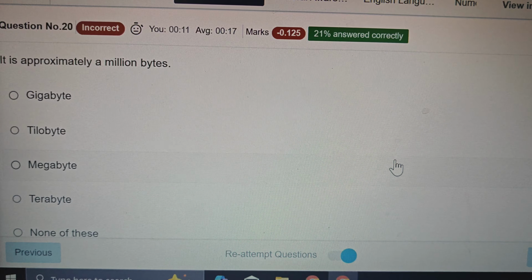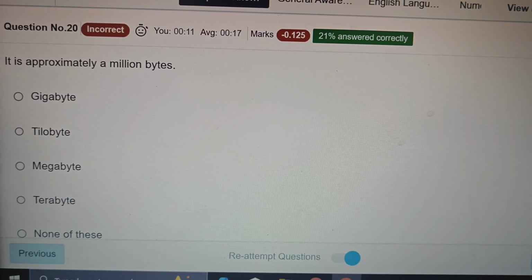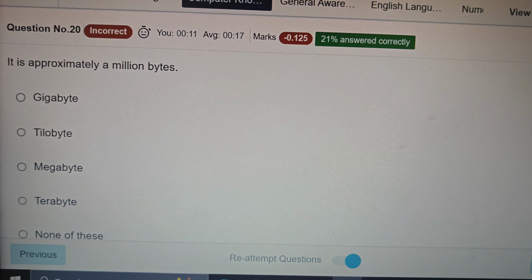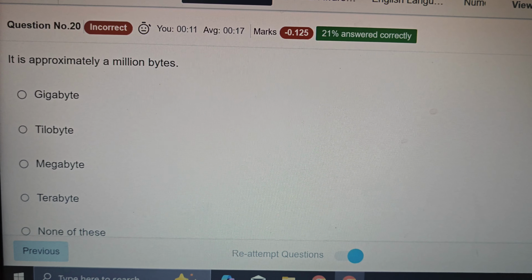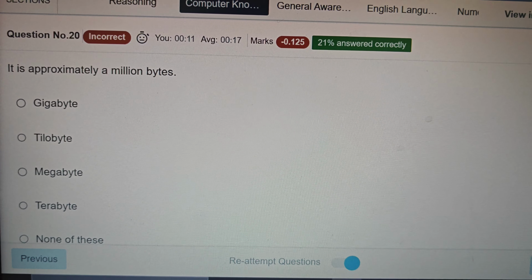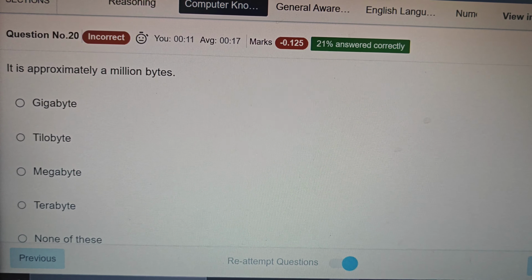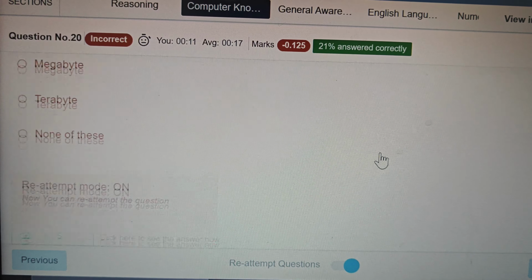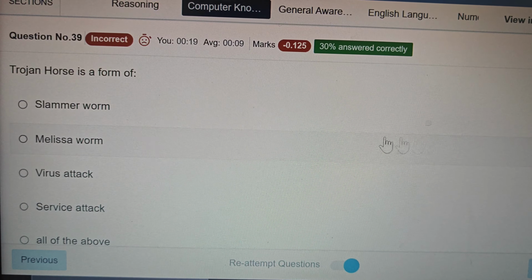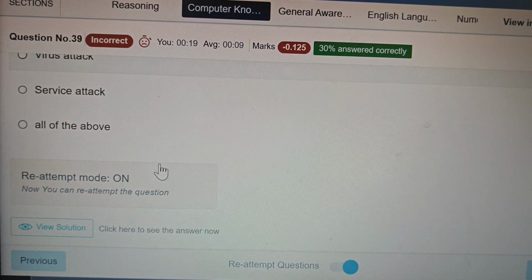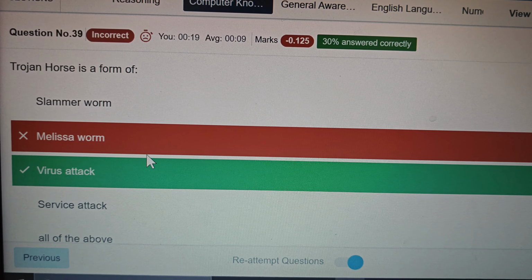Then the 20th. See what happens in exam pressure, we usually don't read the question properly, and this usually happens with me. I already made a mistake like this in the RRB PO mains computer section. There I read the question, thought of some answer, and marked some other answer. So the same happened in this. Then question 39, what was the answer? Okay, it was a virus attack.